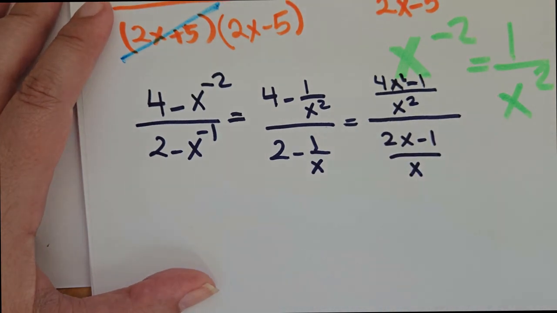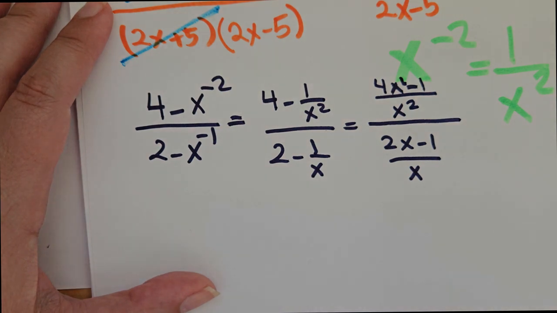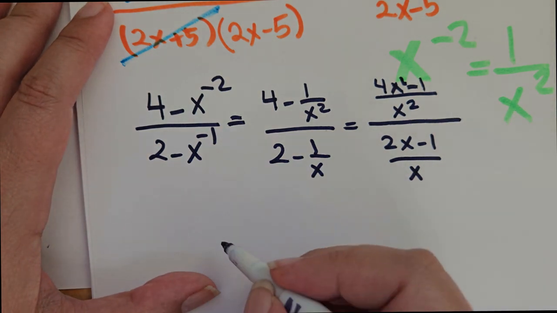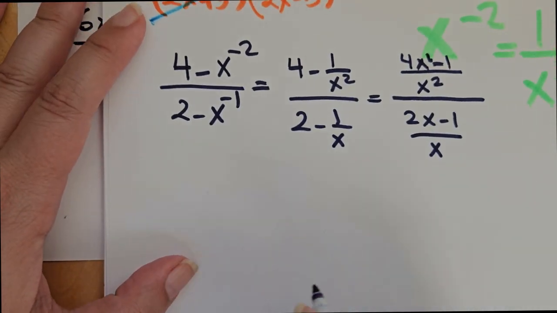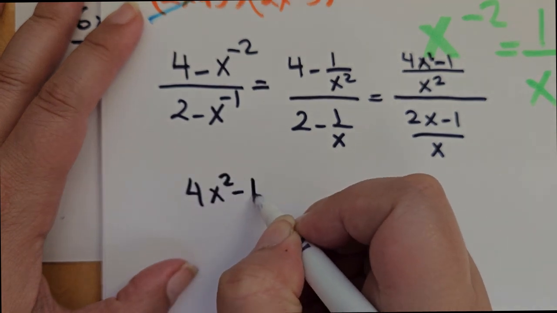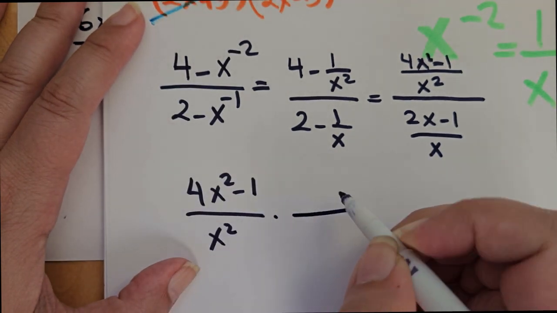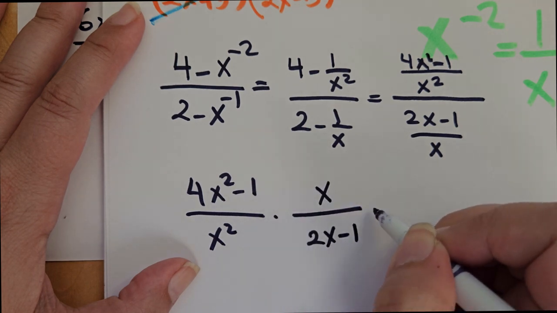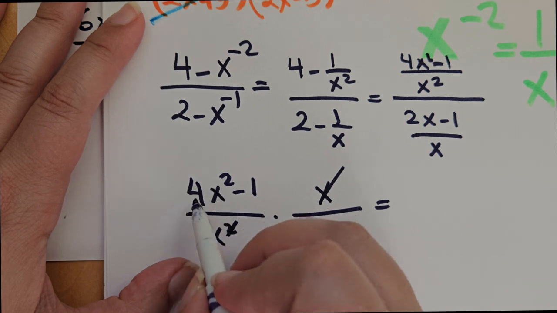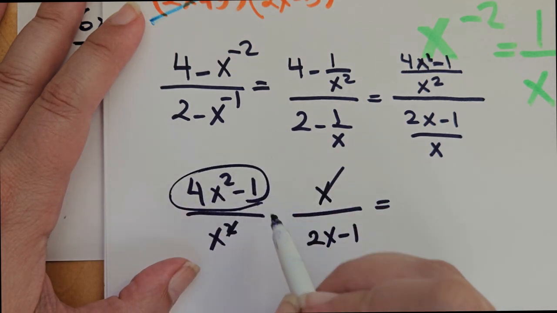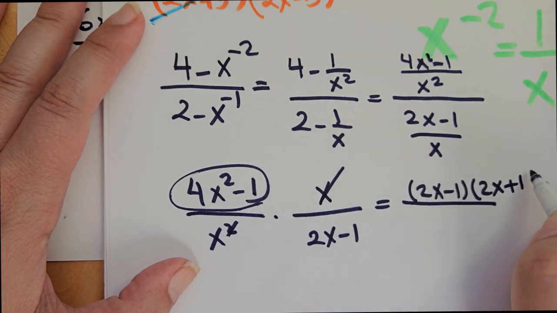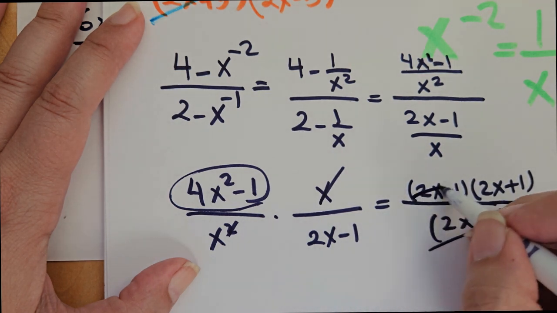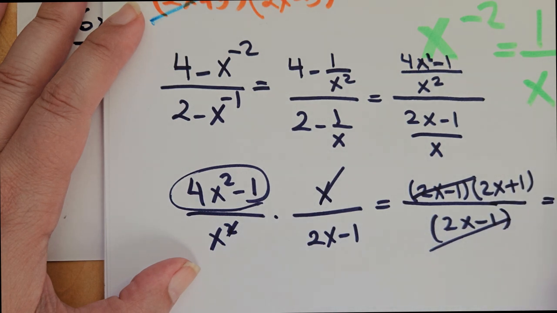Now what I have to do, remember I have 2 fractions. So I write down the first fraction, and then I will flip the other one. So that would be 4x squared minus 1 over x squared multiplied by this guy. This will be simplified with this, but remember this guy here, I can break it up into 2x minus 1 and 2x plus 1, and I have 2x minus 1 here. So I can cancel out these two. The final answer is 2x plus 1.